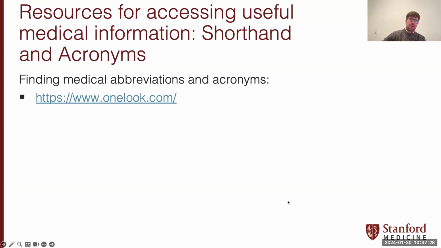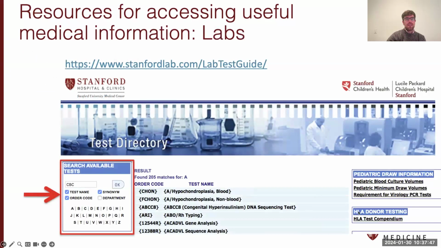One that I really like for acronyms is onelook.com. It's fairly good for medical acronyms too. So that's something I will use if I run into something that I'm not totally sure about. So this is a good place for it, and it's actually useful for day-to-day acronyms as well. And then for labs, for instance, if you weren't sure what a CBC is or what a CMP is or things like that, Stanford Labs actually has a lab test guide where you can just type in even the shorthand, and it'll tell you what the components of that test are.